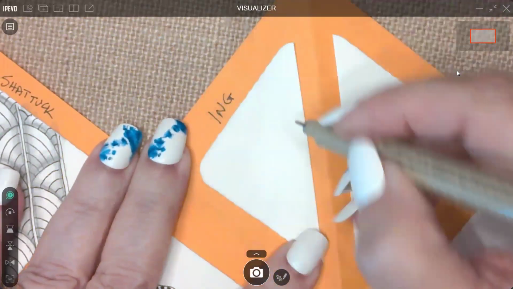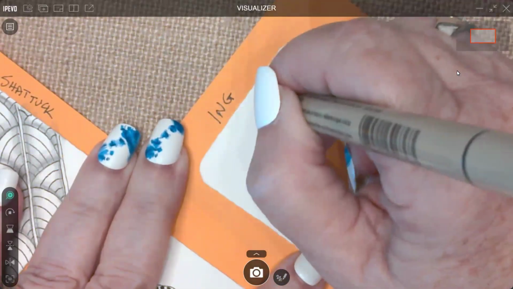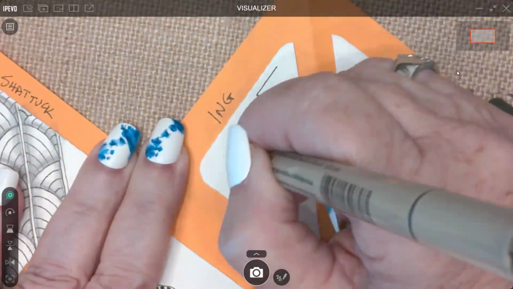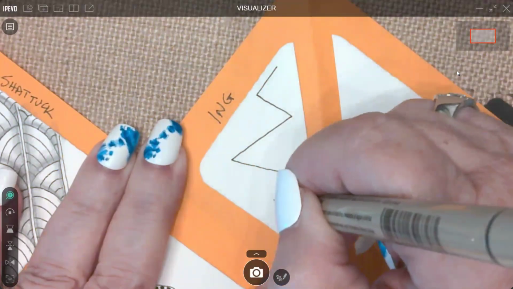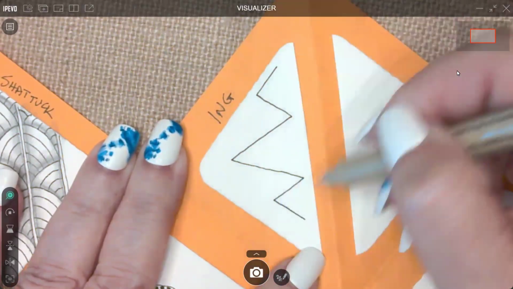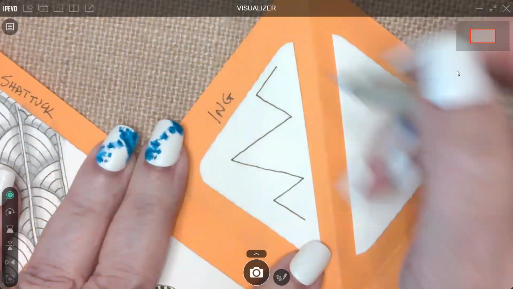Okay, so we're going to start with a zigzag, but I'm going to purposely make it come out in different ways sometimes. I don't want it necessarily to be a symmetrical zigzag.